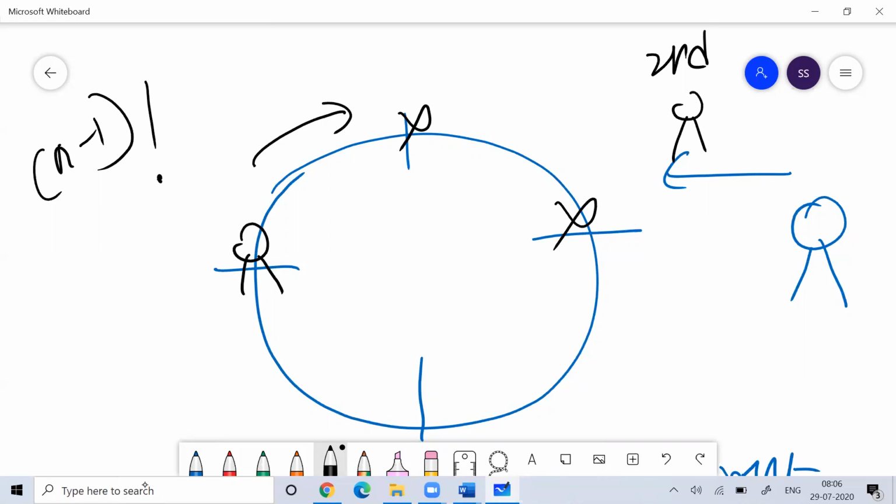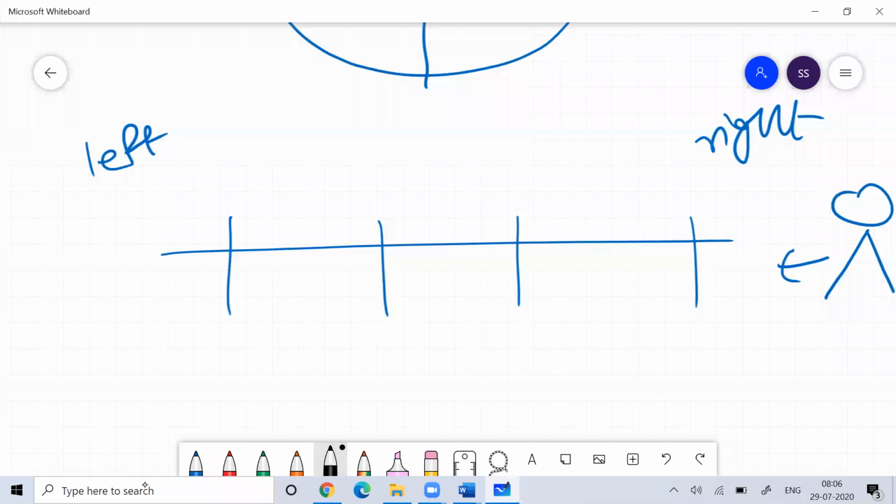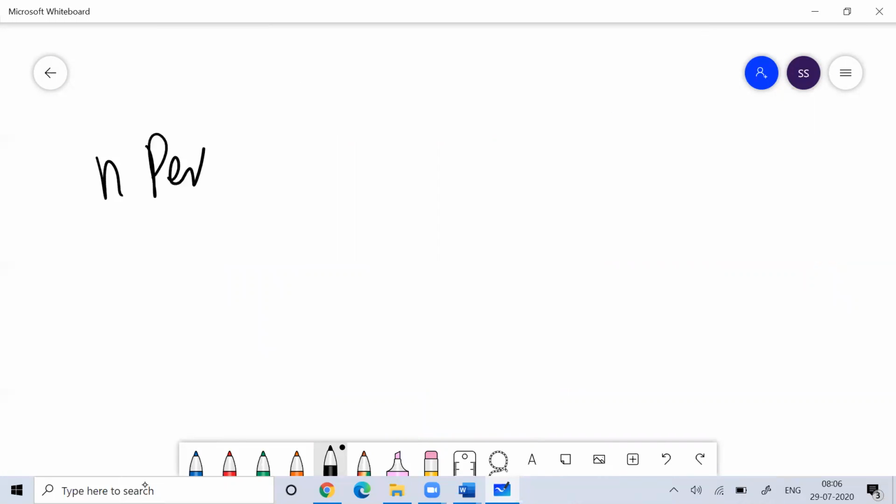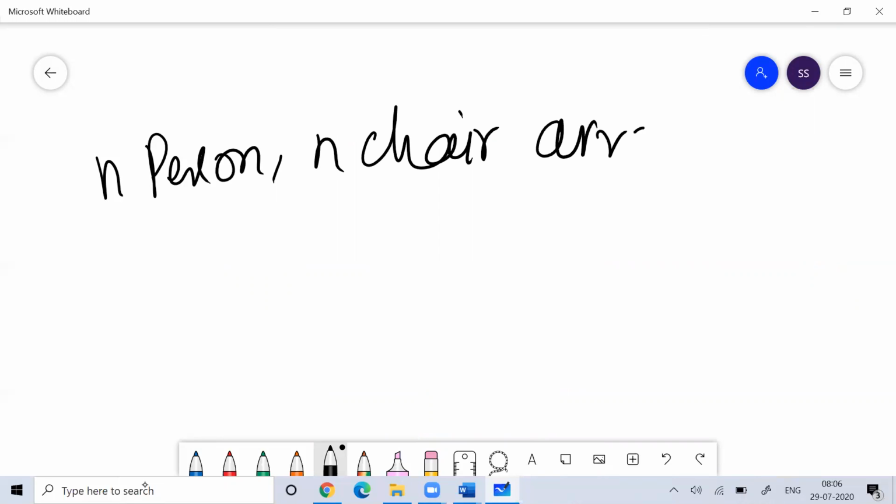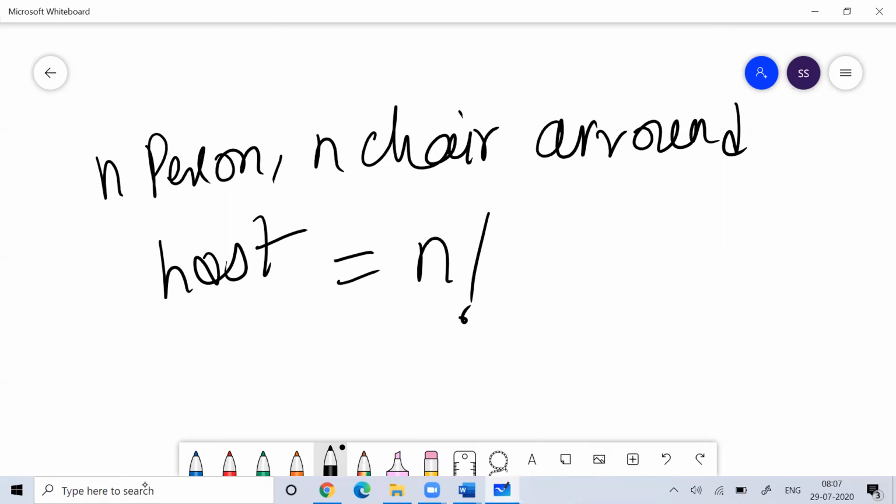Because we subtract the person. That's why, as I told you, if there's a round table with a host, n persons, n chairs around the host, and I ask you, then the answer is n factorial. Why? Because the host is sitting, so you can define the position of other persons with respect to the host. That's why we use n factorial here. Okay, now I got it.